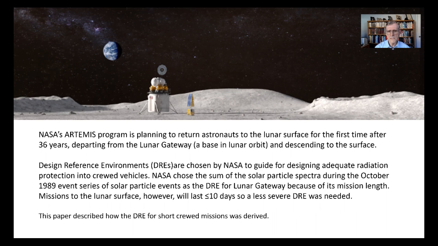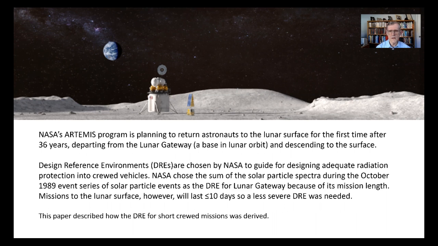Now, when NASA designs their crewed missions, they require their contractors to include in the design sufficient shielding to provide radiation protection for the crew. In order for the contractors to do this, they need to be told the radiation environment outside the vehicle. So NASA provides them with a design reference environment for this purpose.